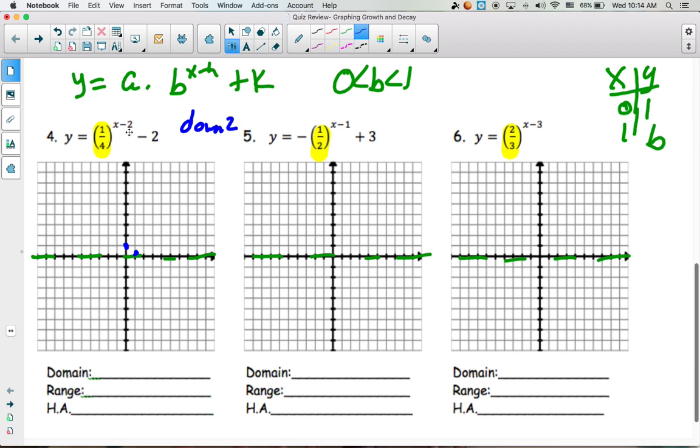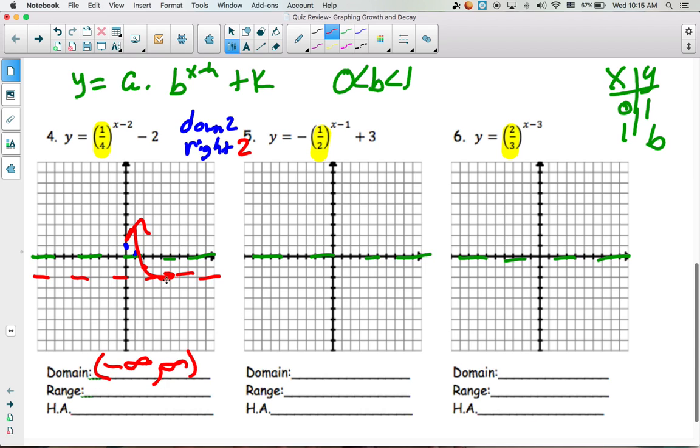And then this minus 2 here is your h, which is really a positive 2, so it's going to go right 2. So I'm going to take the asymptote first. I'm going to move it down 2. And then I'll take each point, move them down 2 and right 2. And then I'll connect my dots. And there's my graph. Now the domain is going to be -infinity to infinity on each one of these.